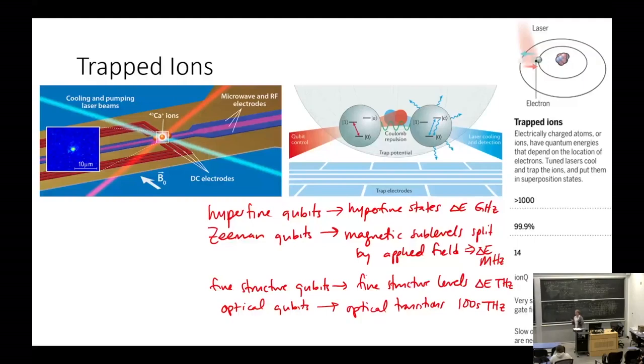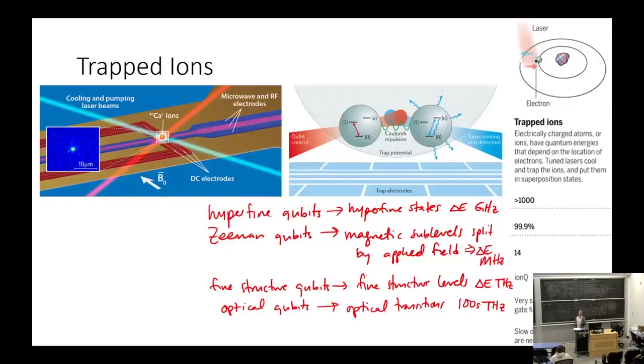State readout is likewise pretty darn simple. A resonant laser couples the one state to a cycling transition that scatters many photons that can be collected by a detector. And what's nice about this is that no similar transition exists for the zero state, so that remains dark. So you get really high fidelity state preparation and readout in fast timescales because you're doing this with lasers. So typically less than 1 millisecond.